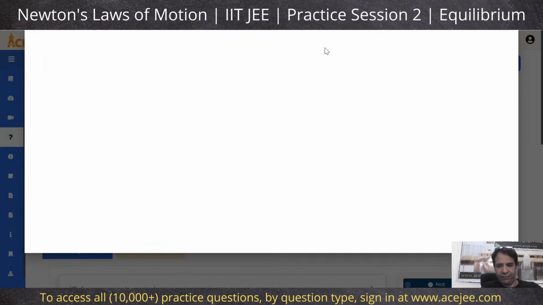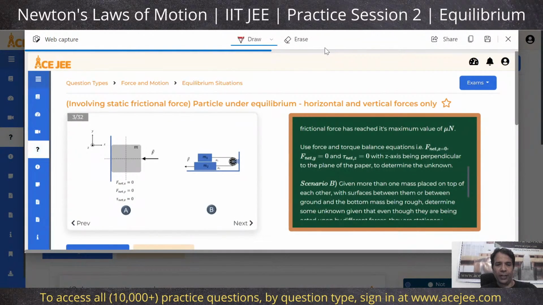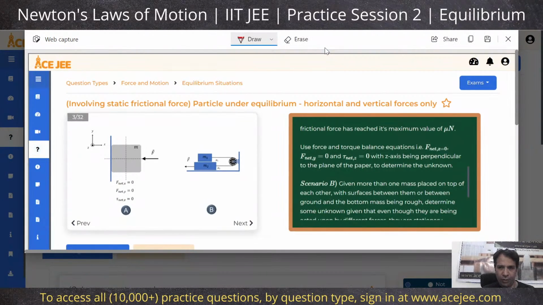So what do we have? We have a cubical block with force F acting along a line of force. The line of action of force F passes through the center of the cubical block, and there is a frictional force between the wall and the block. Let's say the coefficient of friction is mu, and we are not suggesting it's about to slip. Let's say the mass of the cubical block is m.